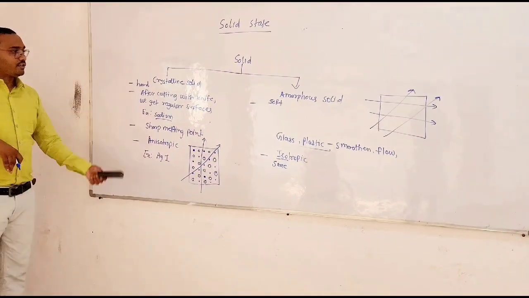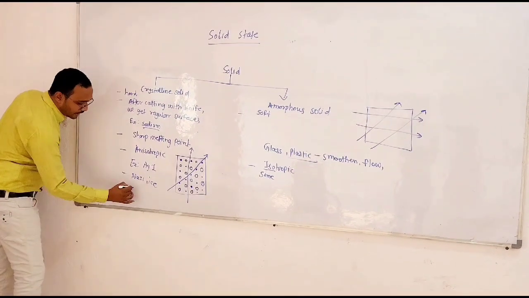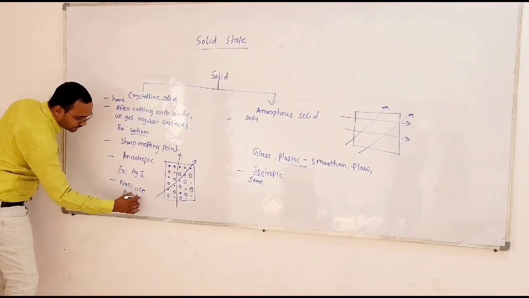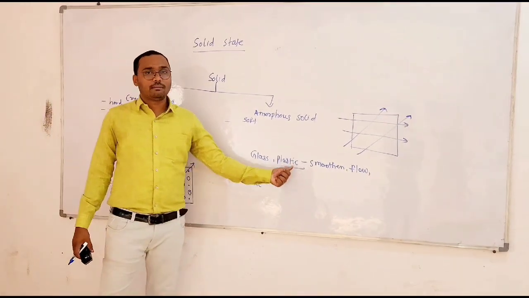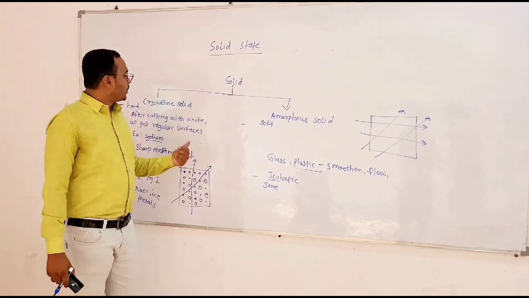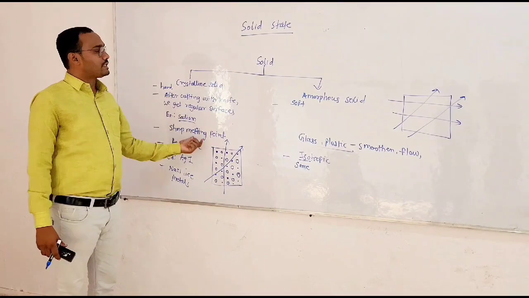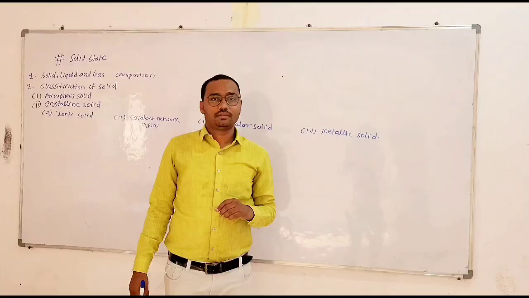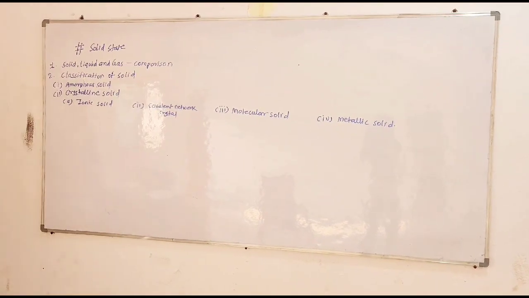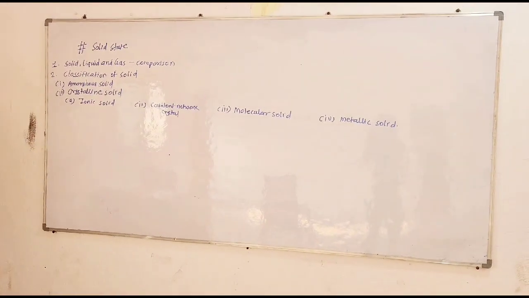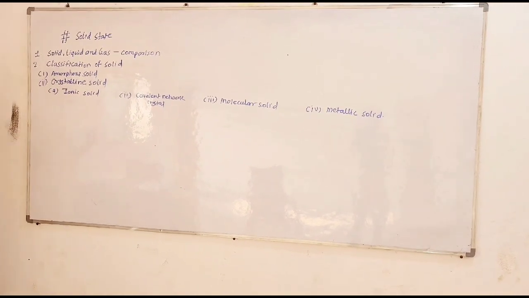Examples of crystalline solids are NaCl, ice, and metals. Amorphous solids are like glass, plastic, and metallic glass. So the first classification of solids is crystalline solid and amorphous solid. Till now we have covered the comparison of the solid, liquid and gaseous states of matter, and the classification of solids into amorphous and crystalline.